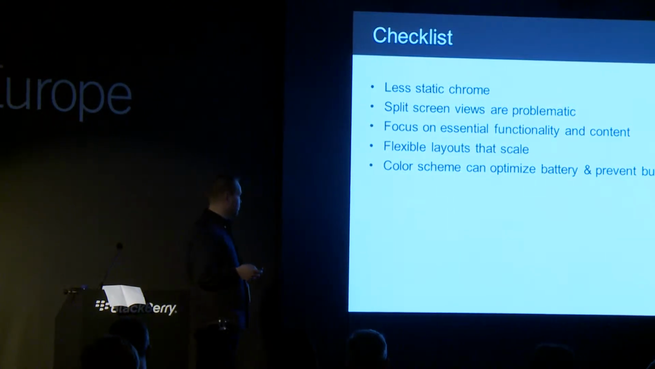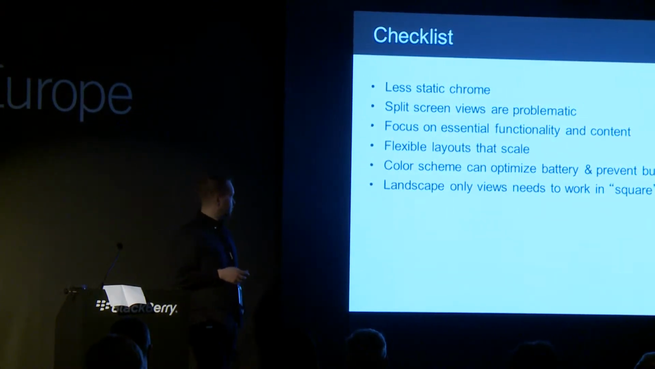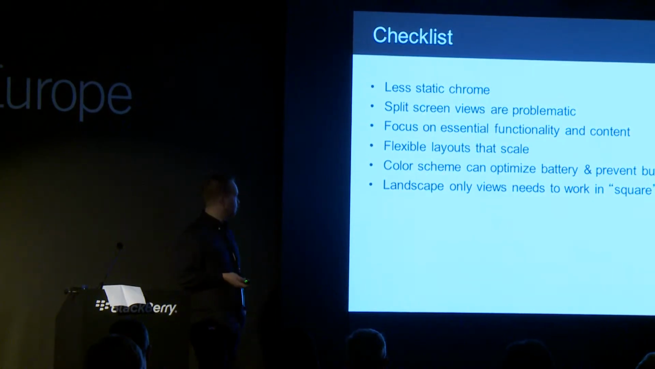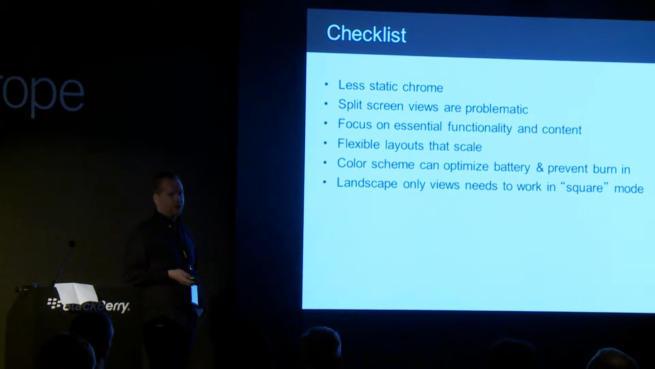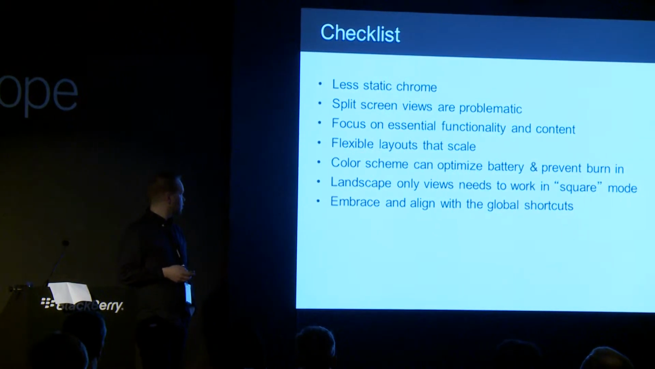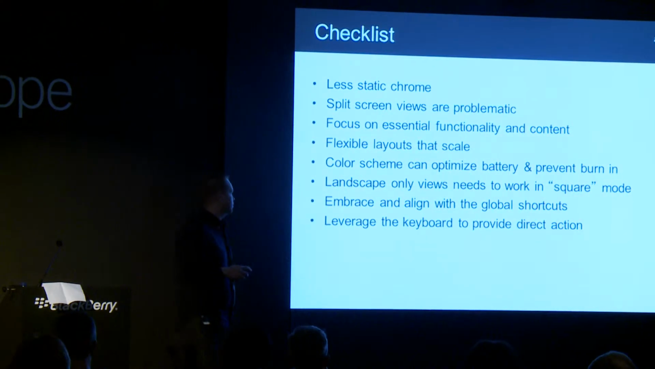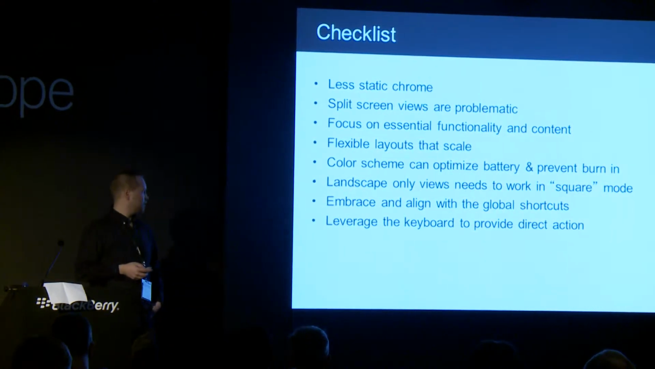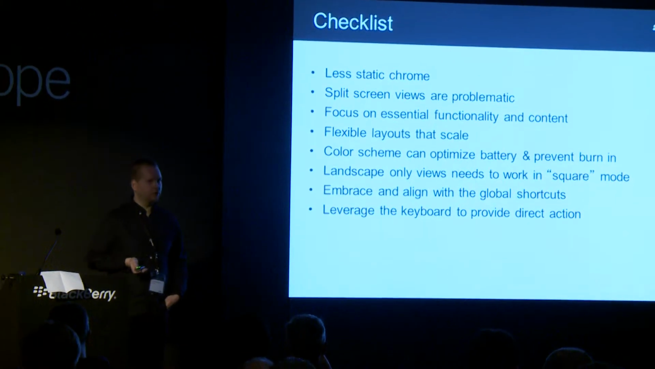So the color scheme can optimize battery and prevent burn-in. Landscape-only views on the Z10 need to work in a square mode. Embrace and align with the global shortcuts. Leverage the keyboard to provide direct action. The type and go example.